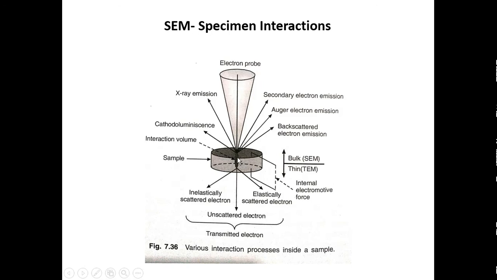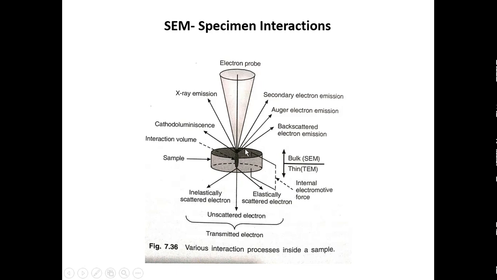There will be some electrons which may pass through without scattering. That is what is called an unscattered electron. The electron which has very high energy and is capable of passing through this material is the unscattered electron. There will be some electrons which penetrate through the sample and may become inelastically scattered. There may be elastically scattered electrons like this.